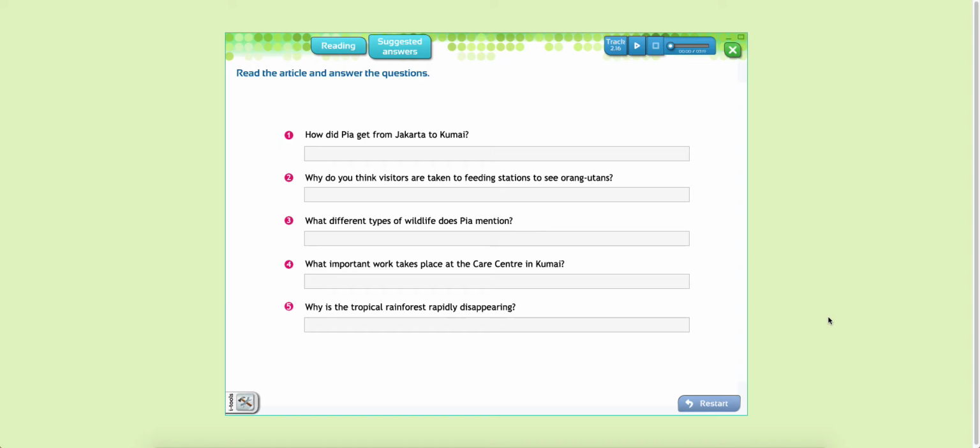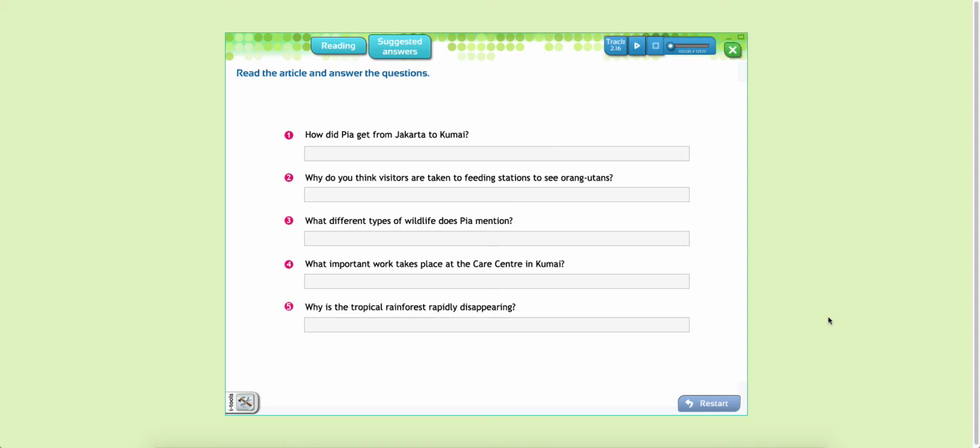Okay. What about number 4, Martin Grajales? Do you remember what important work takes place at the care center in Kumai? Do you remember why that is important? I am guessing preservation of the species, because that's normally what people do in that occasion. So yes, they are taking care of the baby orangutans.